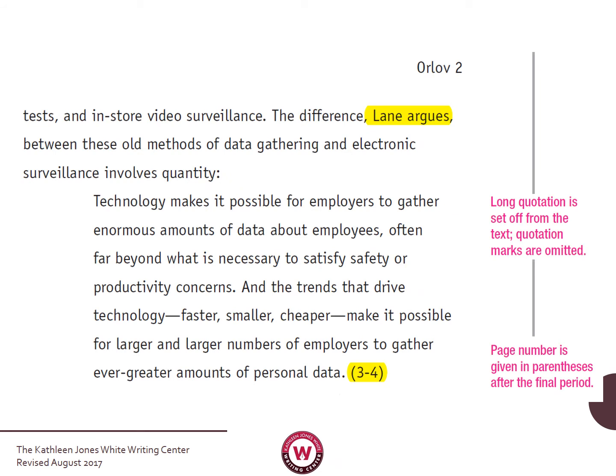Here's an example taken from the book Rules for Writers by Hacker and Summers. Note that the introducing sentence appears before the quote and is followed by a colon. Also notice that the page numbers are in parentheses after the final period.